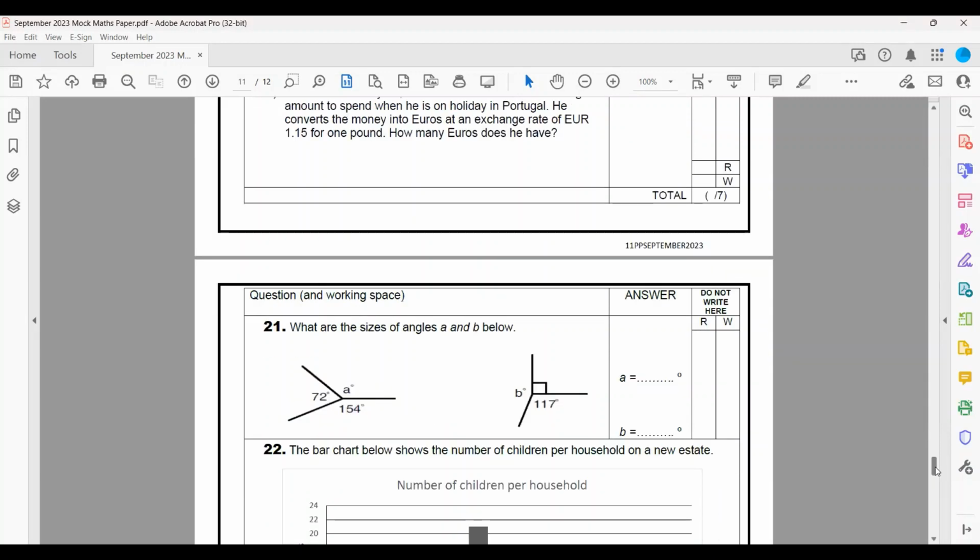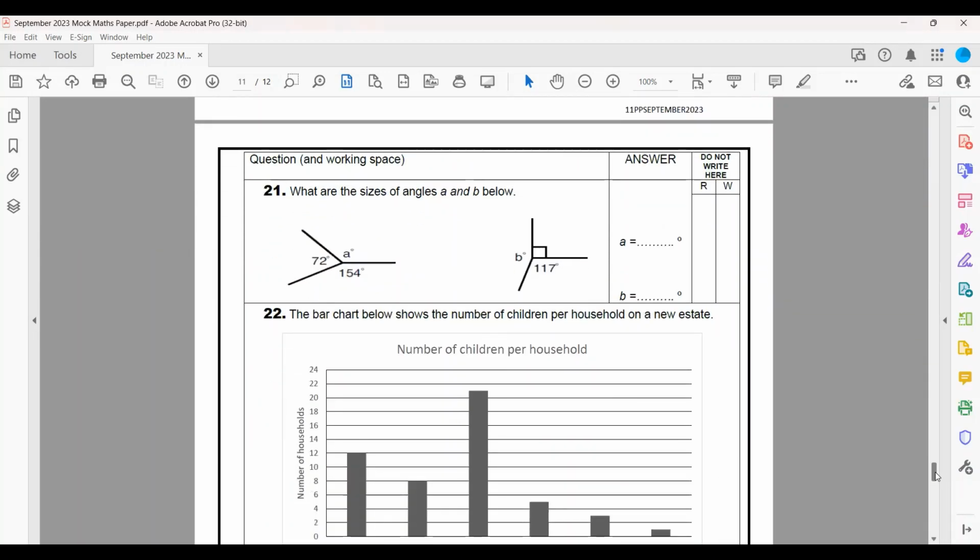Okay, on to the final section. So here we have question 21. This is angles. These are all angles around a point. So recognizing angles around a point. Angles around a point will form a circle, and a circle has 360 degrees.